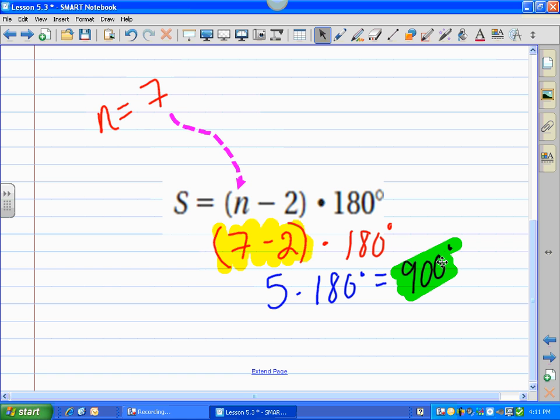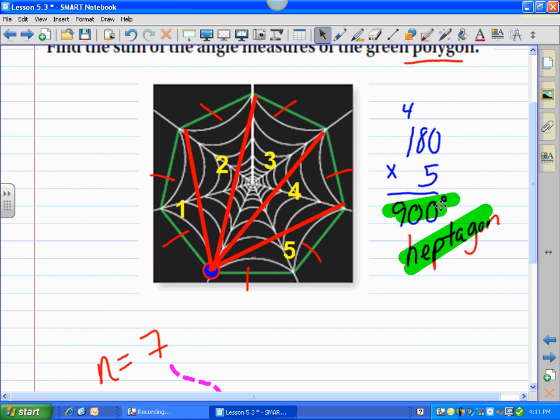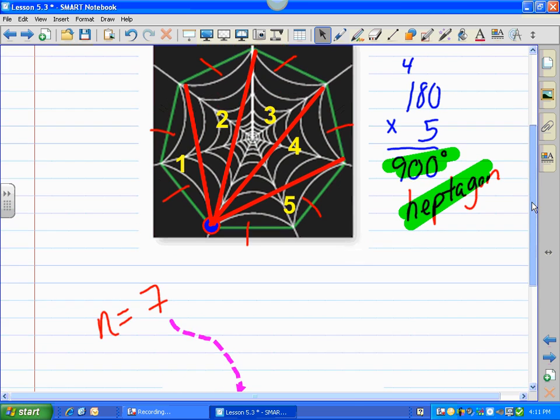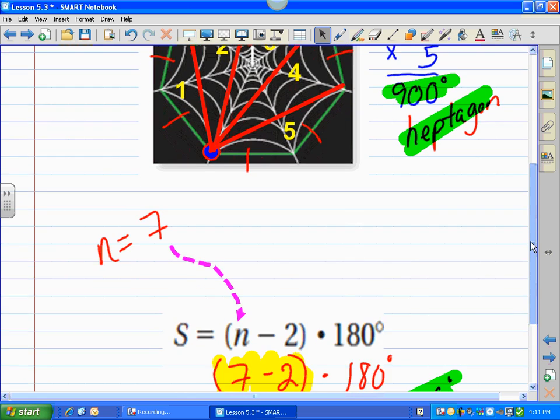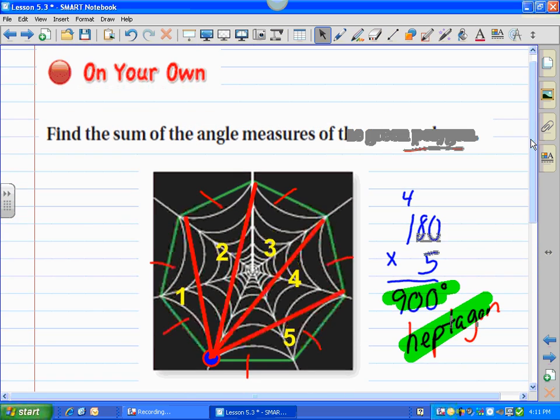Remember, if you do plug and chug, you should get 900 degrees. If you divide the shape up into triangles, you still get 900 degrees. Both are valid strategies. You pick the one that's easiest for you. Hope this podcast helps you determine the total amount or the sum of the angle measures of any given polygon.